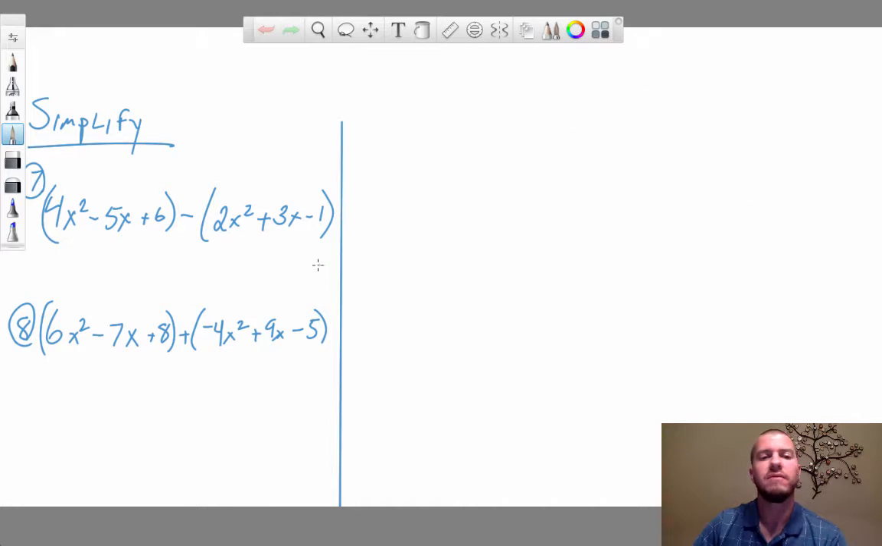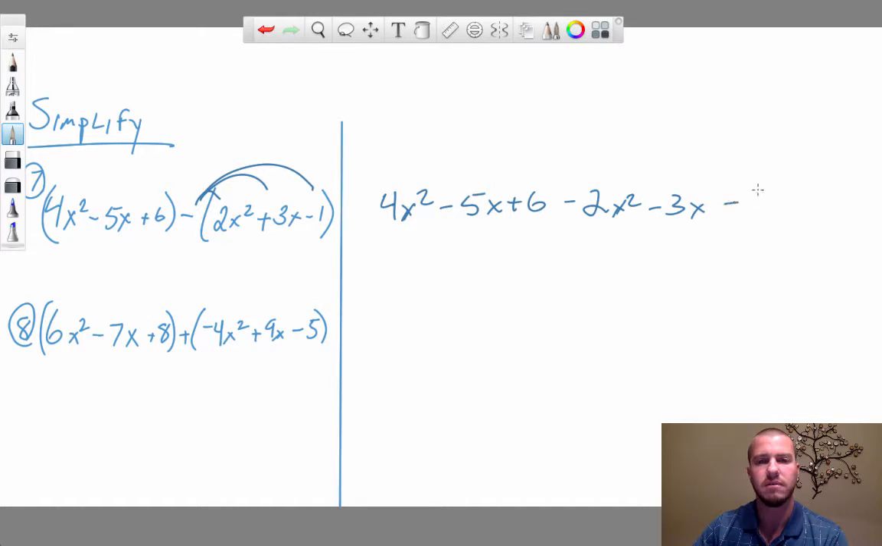So we're going to simplify these expressions, and this is basically the same as when we were simplifying complex numbers. You're just combining your like terms. I always just take them out of the parentheses. The first one's going to stay the same, but because this is a minus, I'm going to distribute that negative to each term in that parentheses. So it's going to be negative 2x squared minus 3x minus 1. And now combine my like terms.